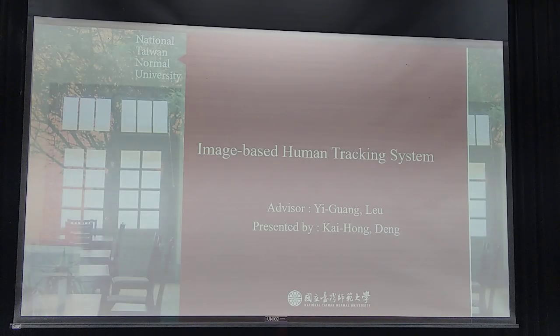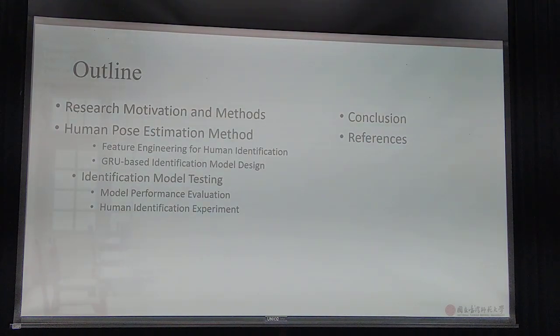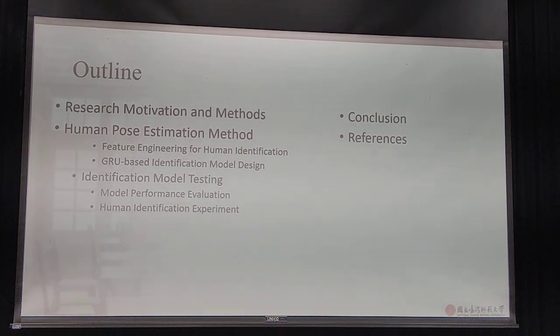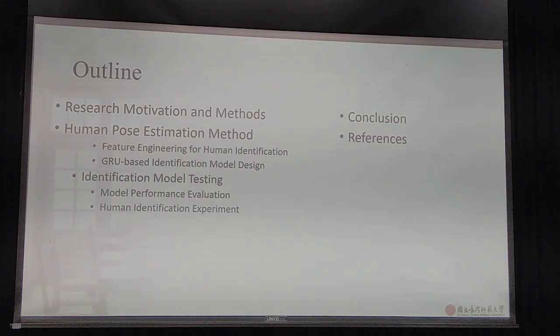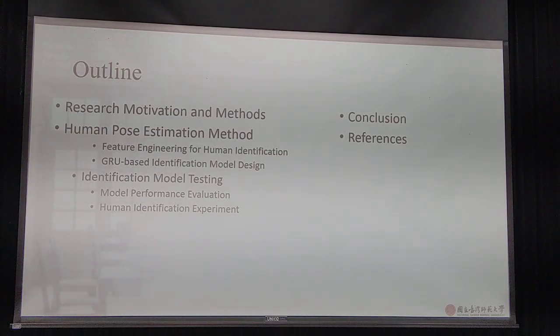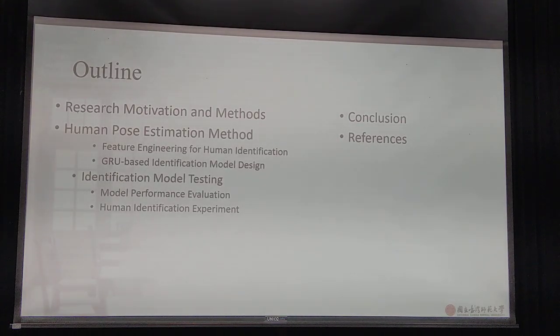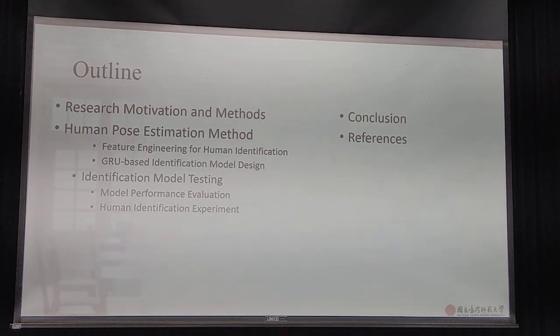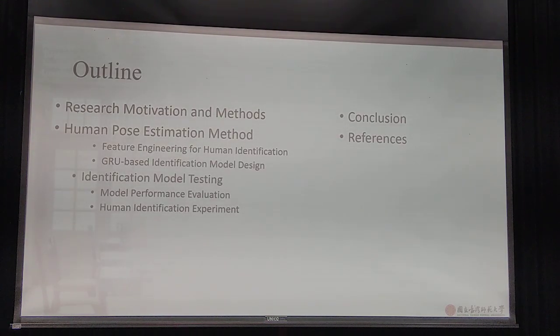Good morning, everyone. I'm Kai-hong Deng, and today I'm honored to present my research, Image-based human tracking system, conducted under the supervision of my supervisor. This is the outline of today's presentation. I will start with the research motivation and the goal. Then I will introduce the human skeleton map and explain how its features are extracted. Next, I will describe the GRU-based identification model and how it was trained to identify the target user. After that, I will show the test results, including the model performance and the human identification experiment. Finally, I will give a conclusion.